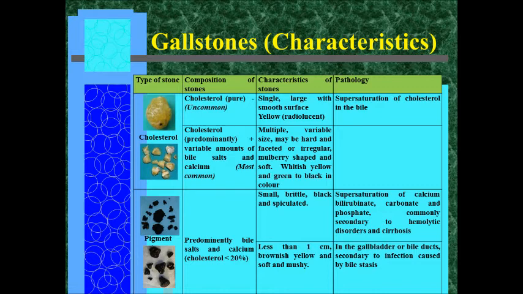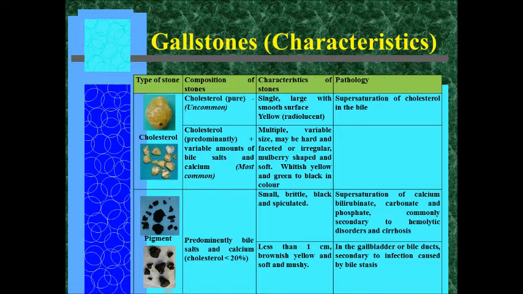The third variety is the pigment stones, which are predominantly bile salts and calcium, with cholesterol in a small quantity. They may be small, brittle, black, and spiculated. This occurs due to the supersaturation of calcium bilirubinate, carbonate, and phosphate, commonly secondary to hemolytic disorders and cirrhosis.